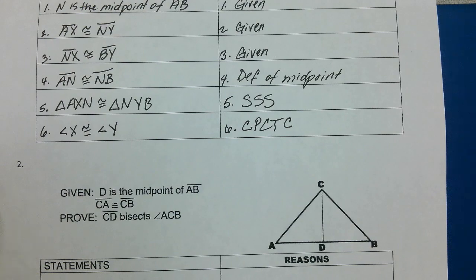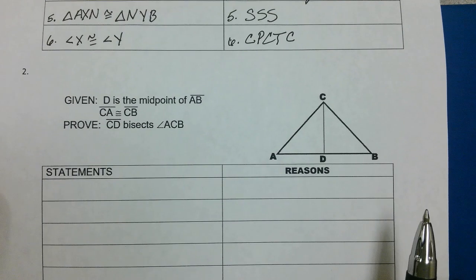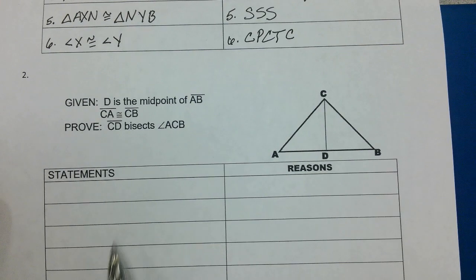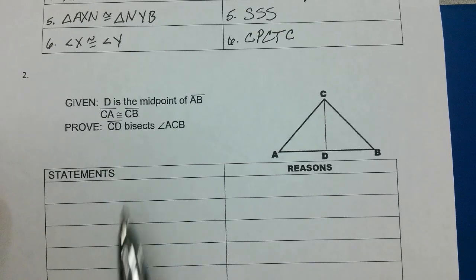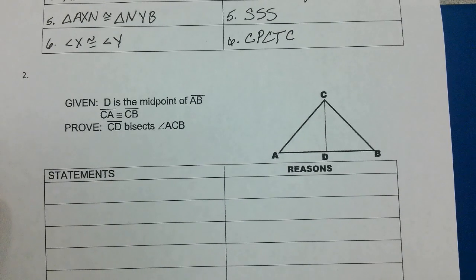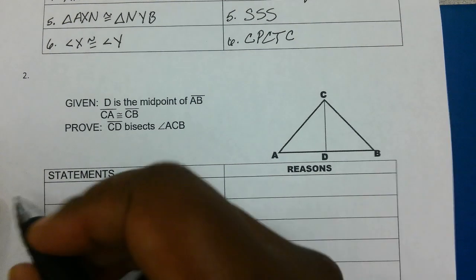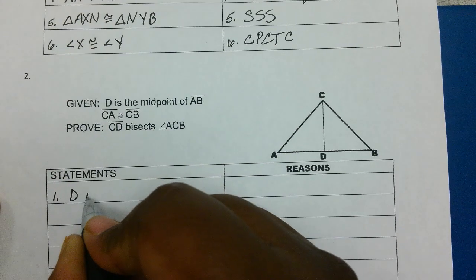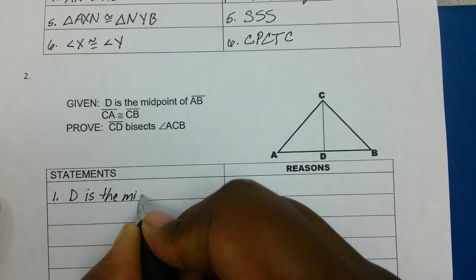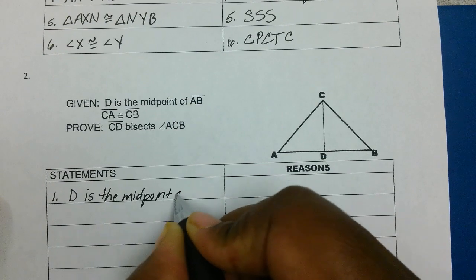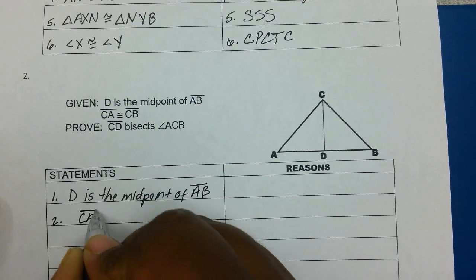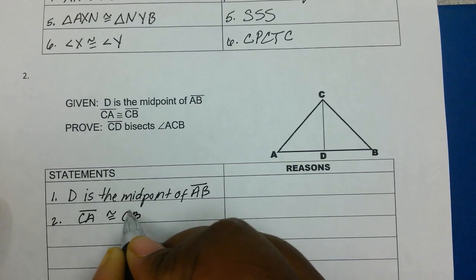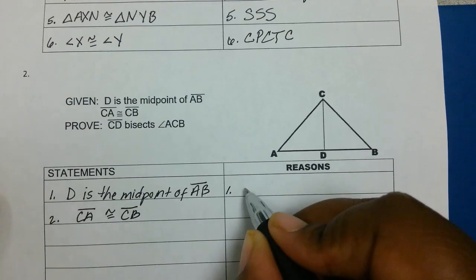Okay? So now we'll do another one with CPCTC. Now this one is a little harder because they want us to say that this is bisecting it. So we're not proving that certain parts are congruent. So we are going to use our CPCTC, but we're going to have to go a step further. So again, we always start off with the given. And the reason why our givens is true is because it was given.